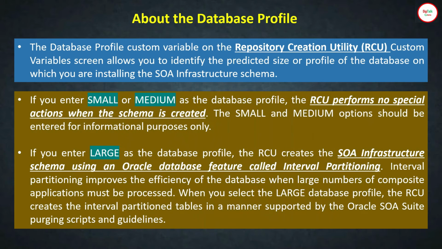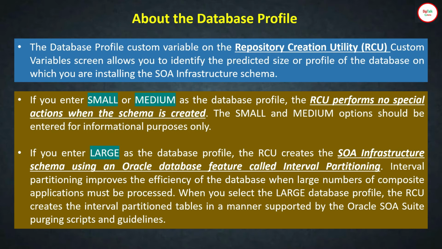So we have three profile options when we create the schemas in the database for the SOA. These are small, medium, and large. There is a huge difference between small, medium, and large. There is a certain range of data and size of data expected for small, medium, and large, which I will show in the next screen. If you enter small or medium as a database profile, the RCU performs no special actions when the schema is created. The small and medium options should be entered for informational purposes only.